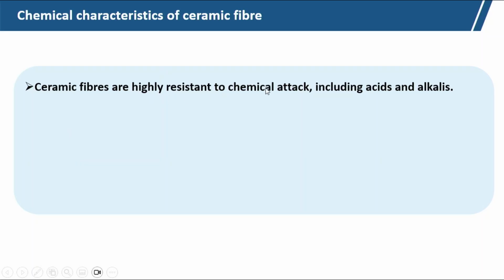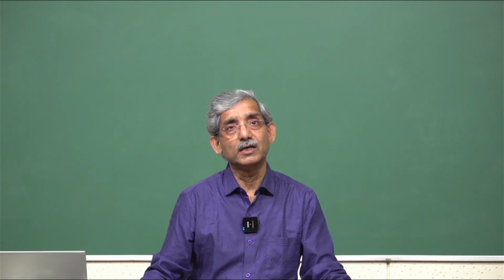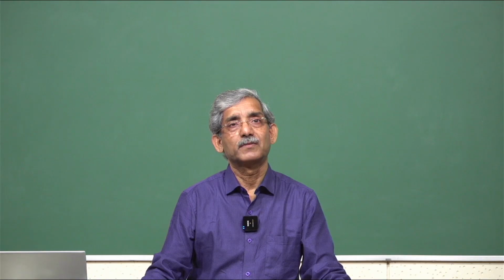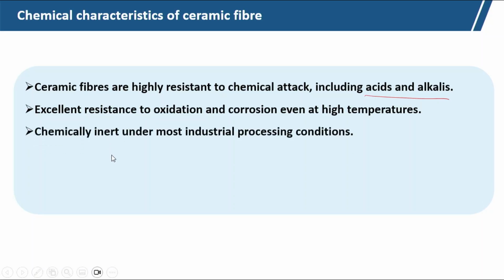So, they are highly resistant to chemical attack, including acid and alkaline. So, the applications where there is a threat of acid or alkaline, where we require protection, on those applications we can use ceramic fiber. Excellent resistance to oxidation, it does not get oxidized easily, and corrosion at high temperature. Chemically inert under most industrial processing conditions.